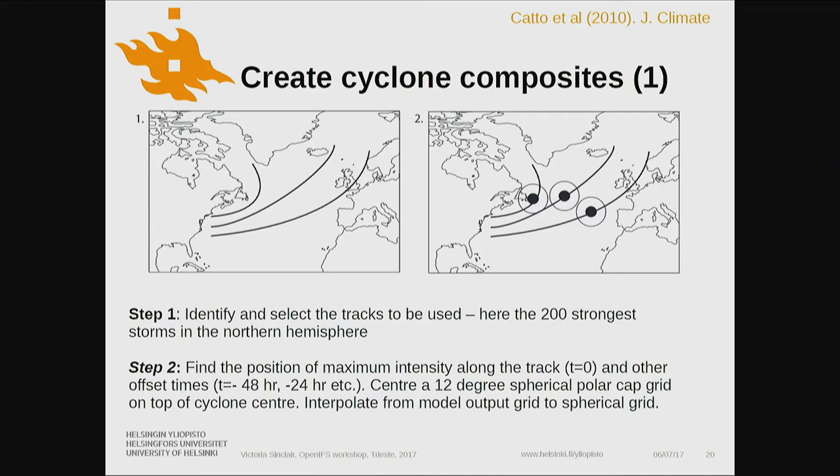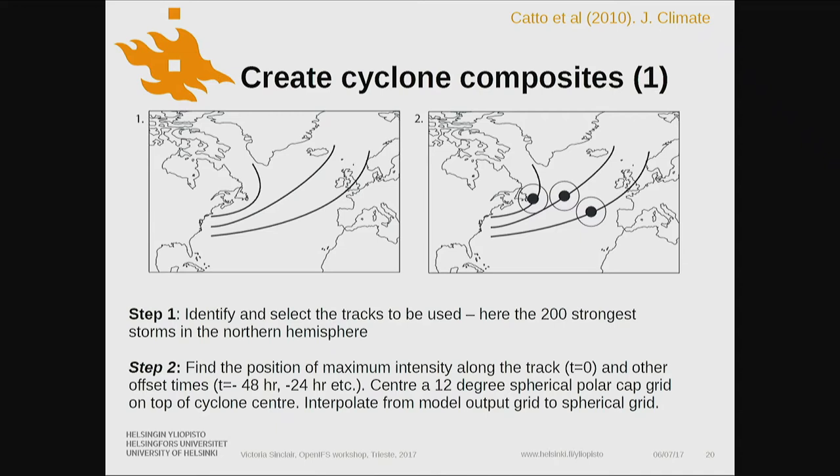And then I select the tracks I want to use. So I filter them to only pick 200 tracks, the 200 strongest storms. And then for each track, I find the position of the maximum intensity along the track, and I call this time equals zero, so T equals zero. This is essentially each of these black dots here. There are three different cyclones here, and we find the maximum intensity.